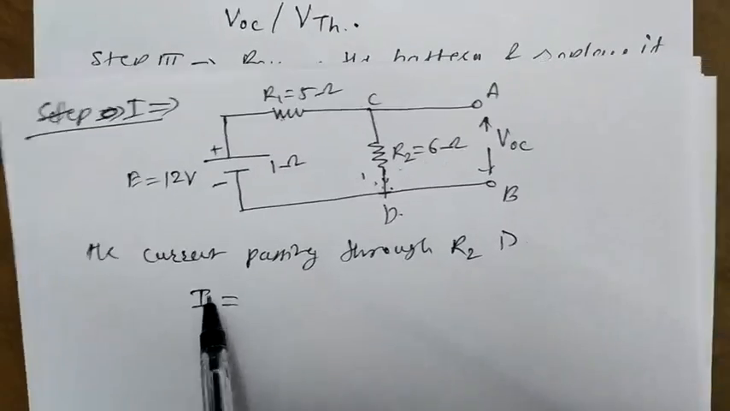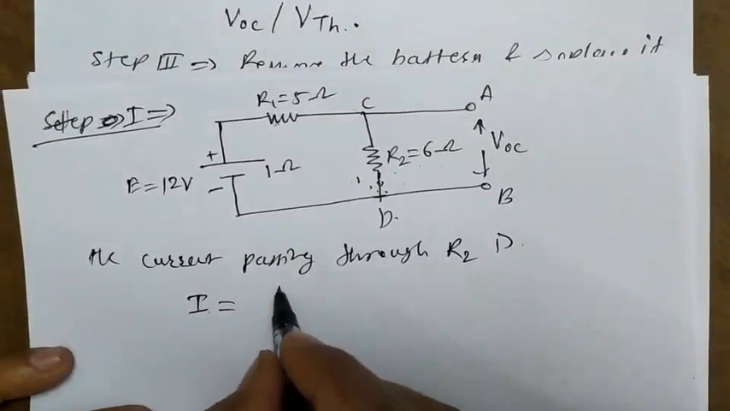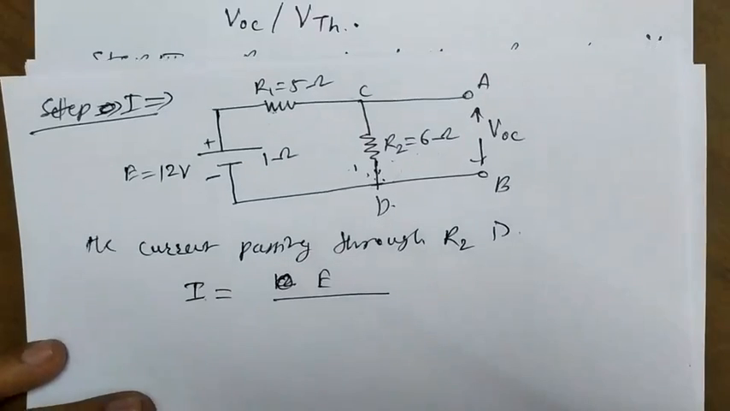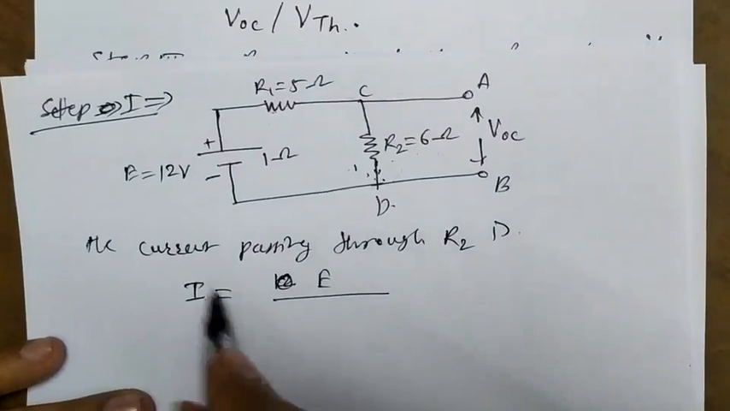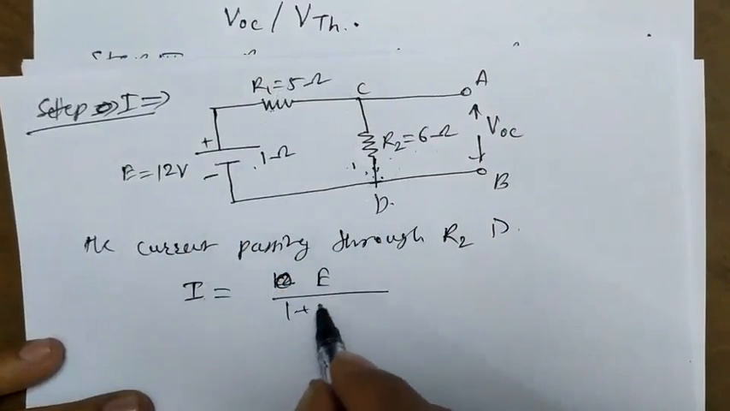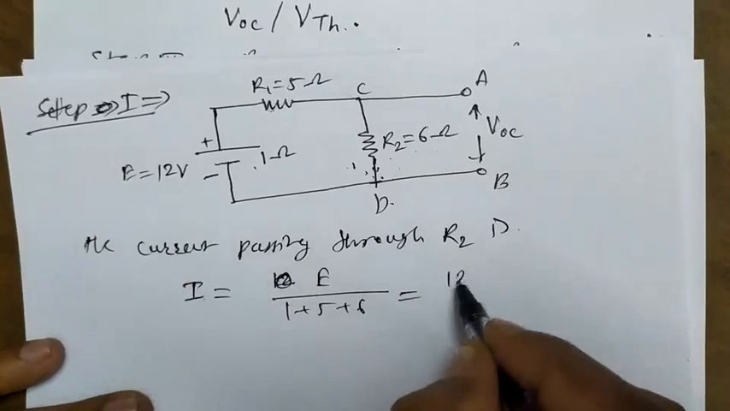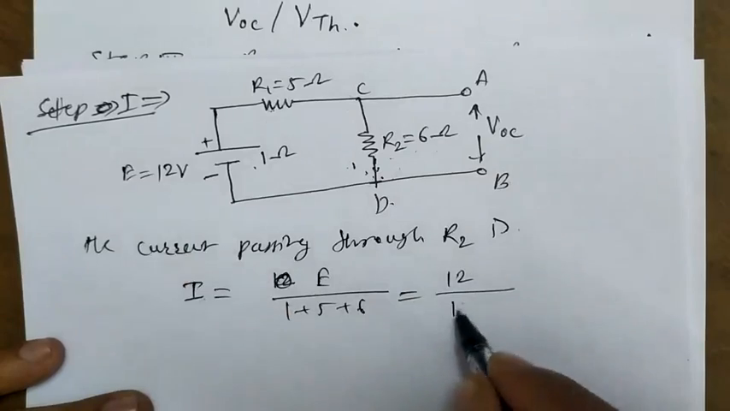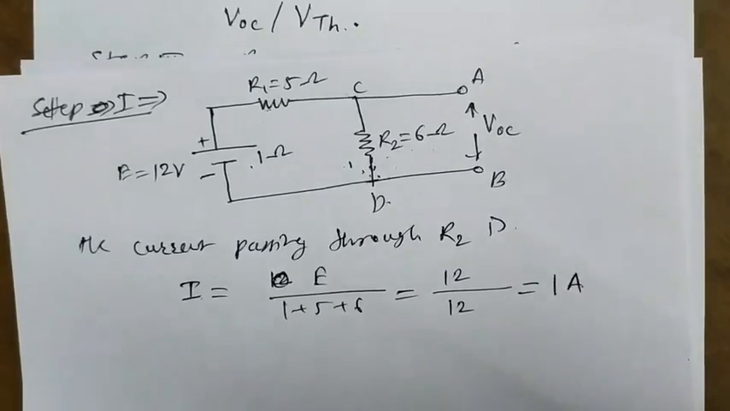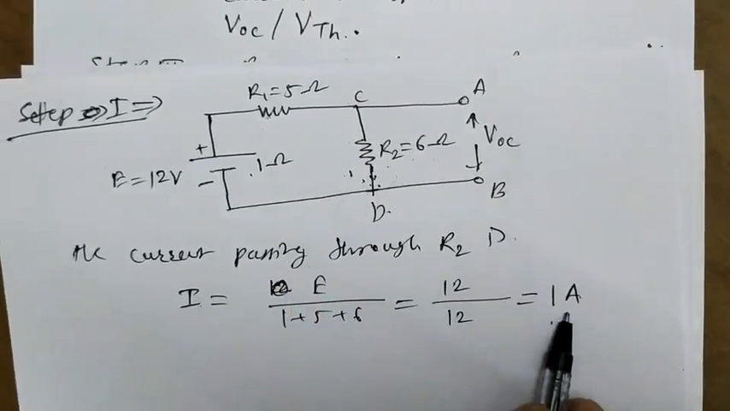Therefore the current flowing through the circuit will be equal to E upon 1 plus 5 plus 6, that is E equal to 12 volt upon 1 plus 5 plus 6, that is 12, equal to 1 ampere. That is, the current flowing through resistance R2 will be equal to 1 ampere.